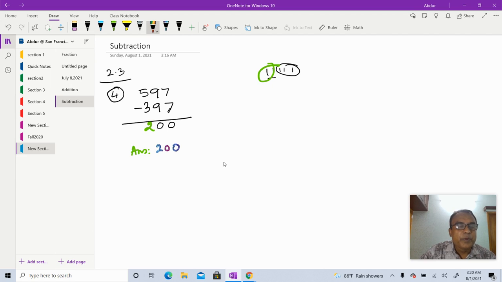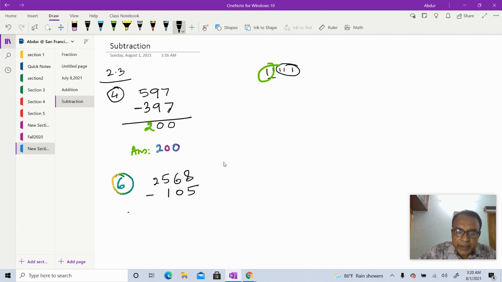You already know this probably from previous classes. So let's focus on a little harder one. Let's say example 6. For example 6, change the color of the pen. What do we have here? We have 2568, and then 105.